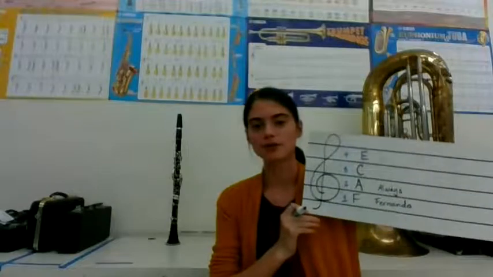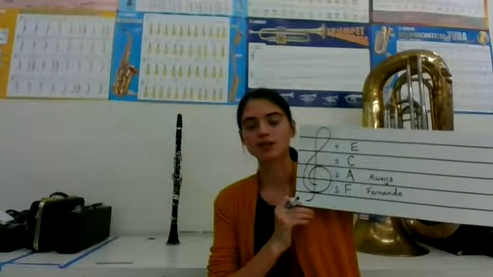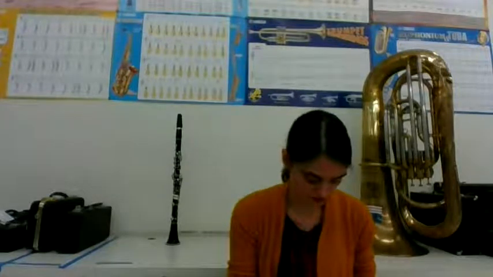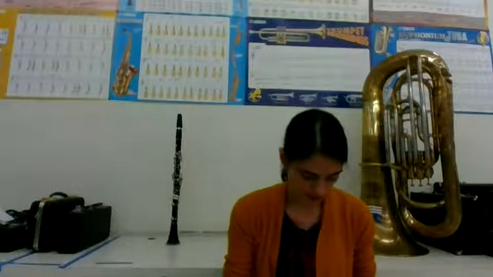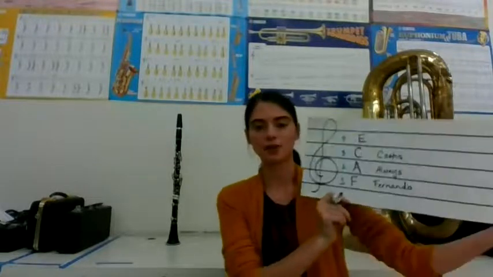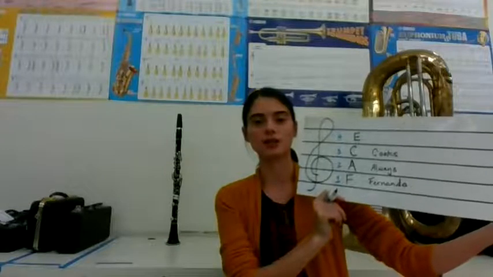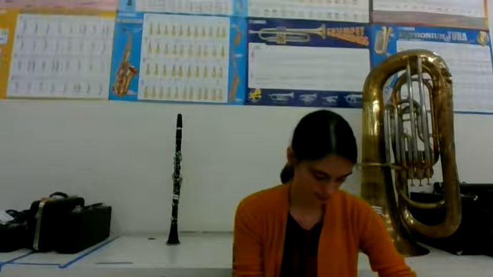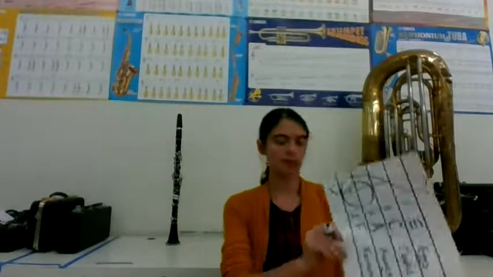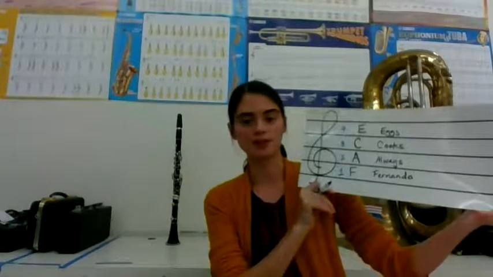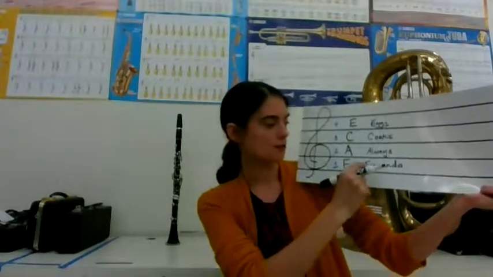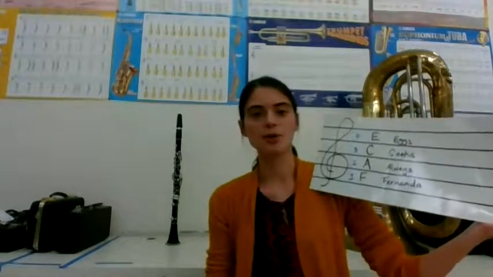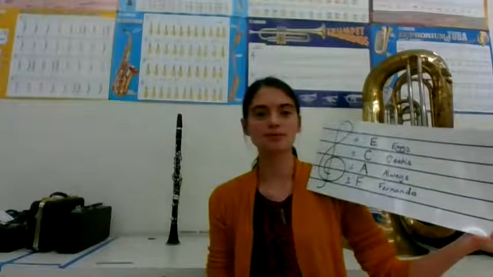Okay. Now, our third space is C. I need a word that starts with the letter C. So for my C word, I'm going to put cooks. And for my fourth space, I need a word that starts with the letter E. So for my letter E space, I will put eggs. So the acrostic that I just wrote to remember the spaces in the treble clef is Fernando always cooks eggs. Is there an acrostic that you can come up with so you can remember the spaces in the treble clef? Try it on your own.